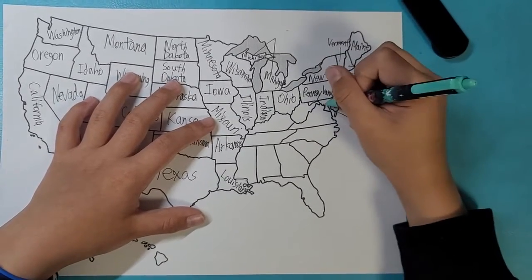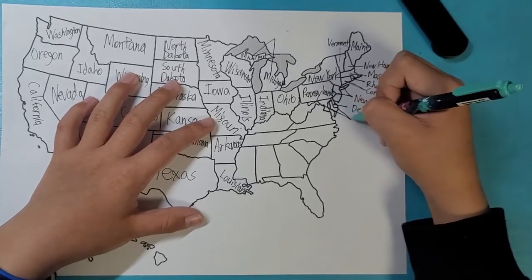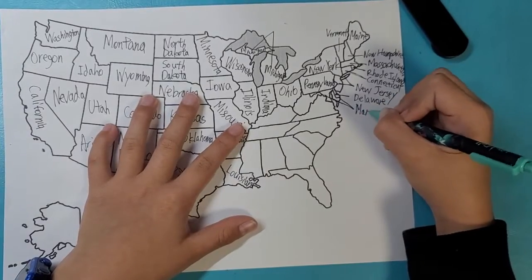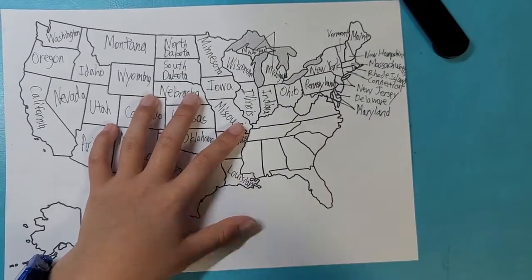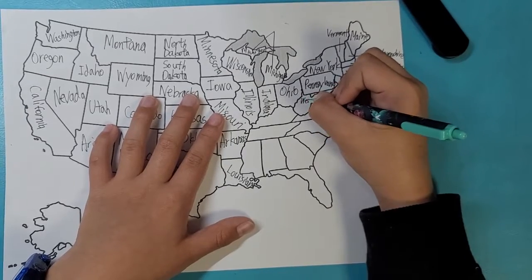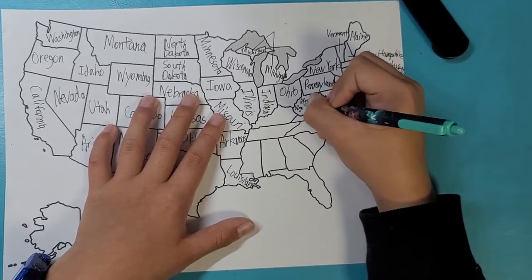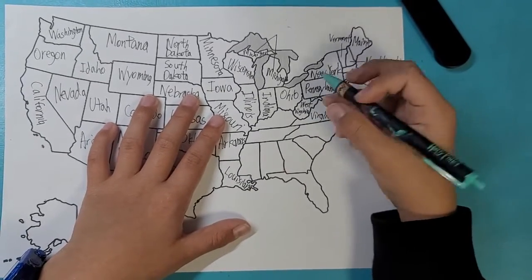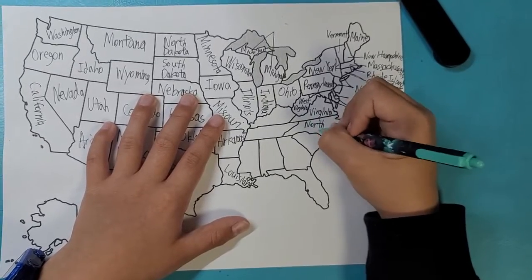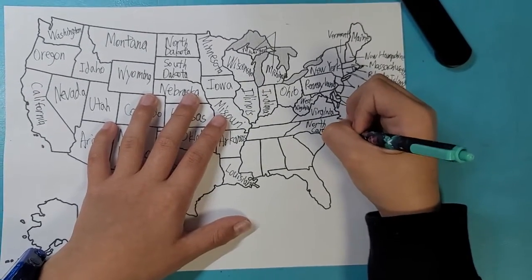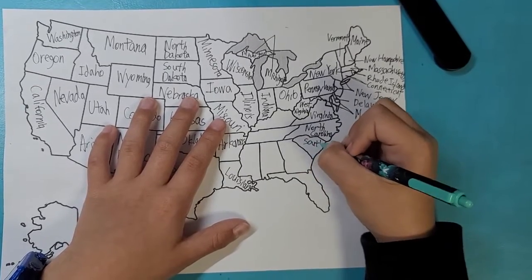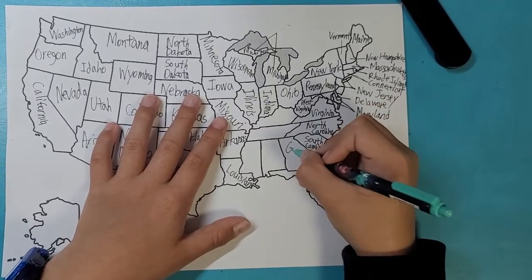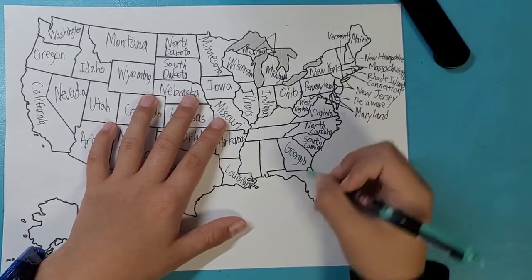And these two parts, come on, the ink's not coming out. Yeah, gotcha. These two parts are Maryland. This is West Virginia. This is Virginia. And we'll go down to North and South Carolina. Then here's Georgia. Here's Florida.